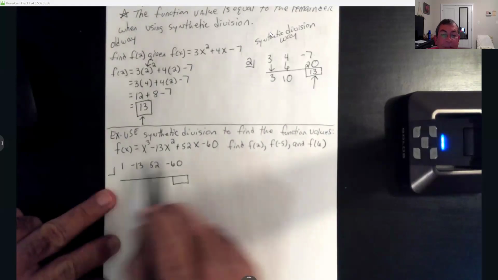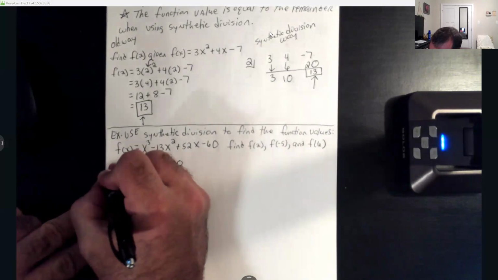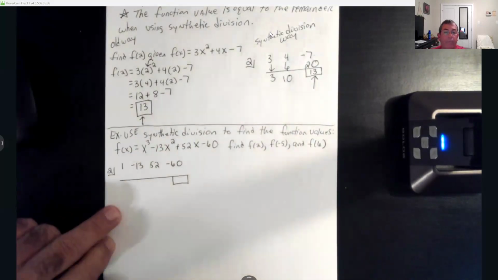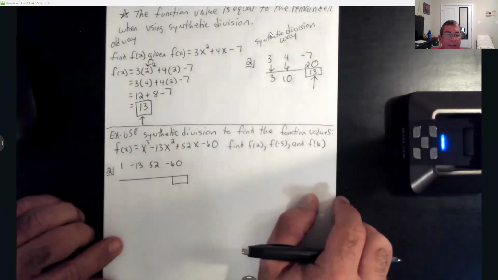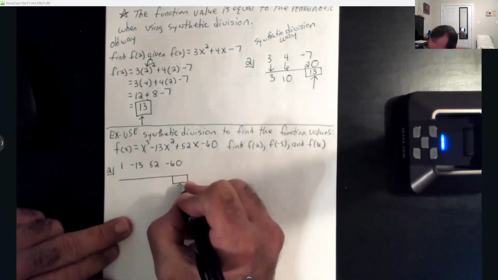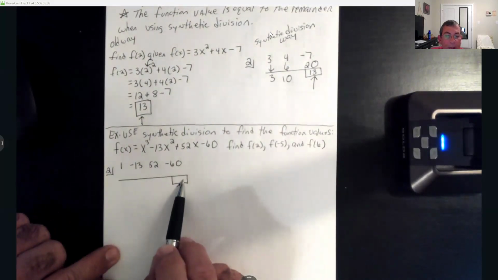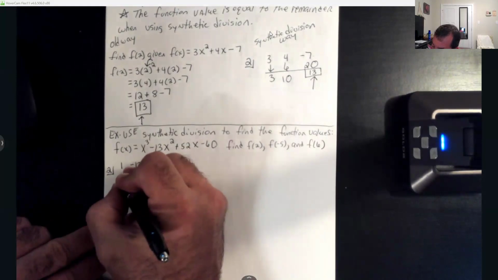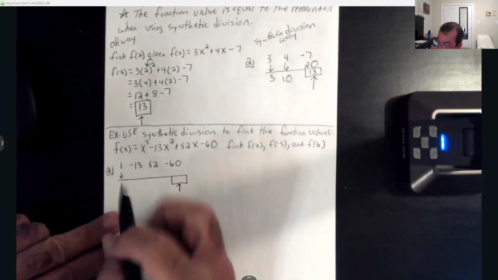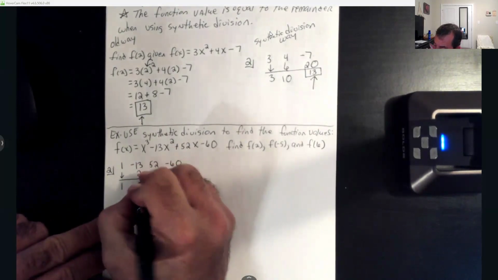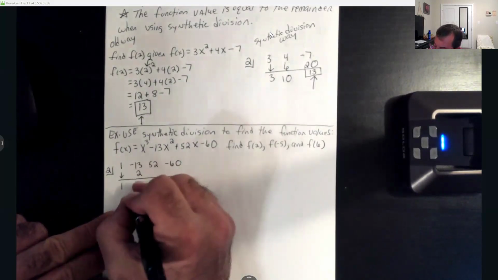Now the first c is the first number I'm finding the function value of. That is a 2. And then next time I'll do the -5, and then I'll do that 6. So f of 2 is going to equal whatever that remainder is. So y'all, here we go. We bring the first number down. 1 times 2 is 2. We put that in the next column. Negative 13 plus 2 is negative 11.